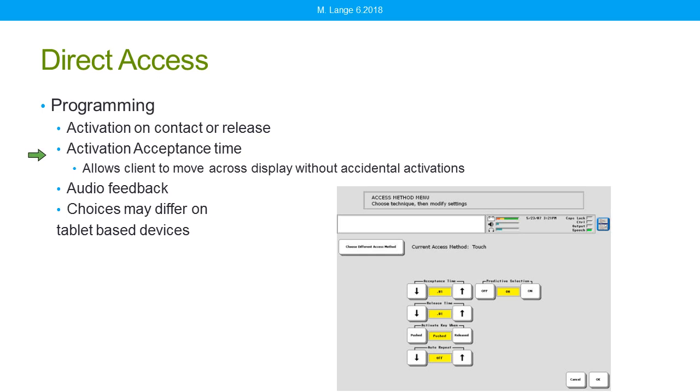We also can change the activation acceptance time on most of these devices. That also allows the client to move across the display without activating everything, and they have to remain on their desired selection for a programmable amount of time for it to be accepted. That allows the person, again, to slide across as long as they do it quickly, remain for a second on their desired selection, and then boom, it's selected after that time elapses.